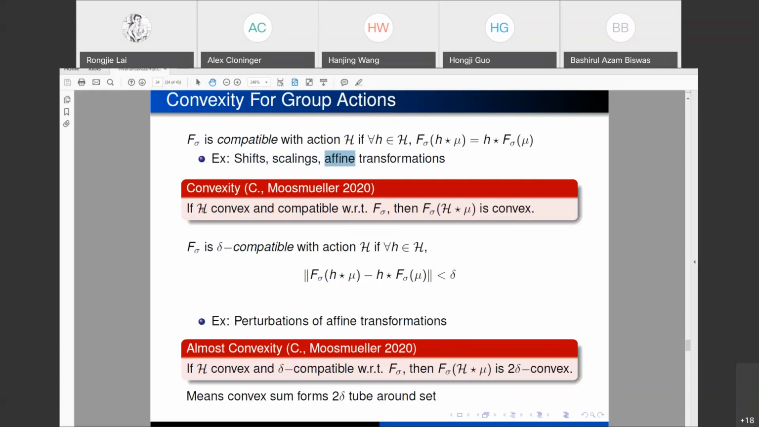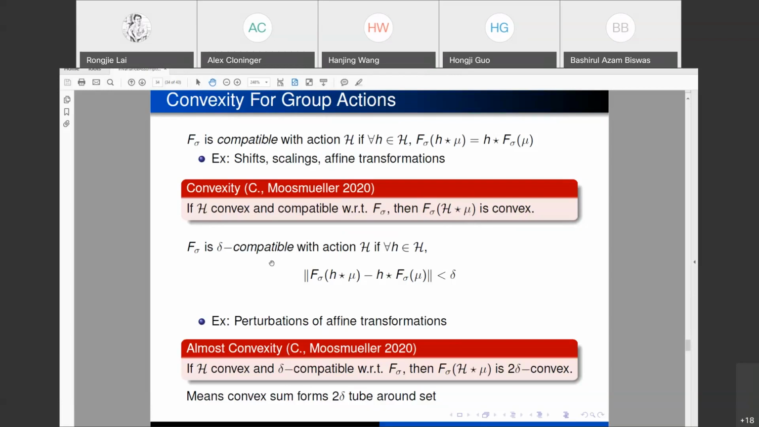Here's the beauty of it. If I take a convex set of these compatible transformations, then my LOT embeddings of all of those things pushing mu is also a convex set. In other words, if I have mu and I take a convex set of shifts of mu, when I do this LOT thing, it's also going to be a convex set. Convexity goes to convexity.